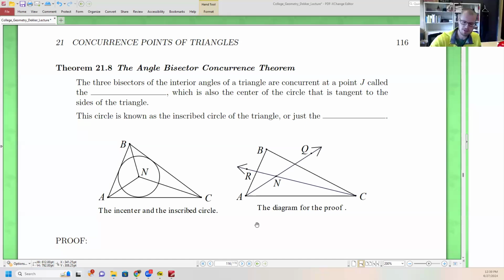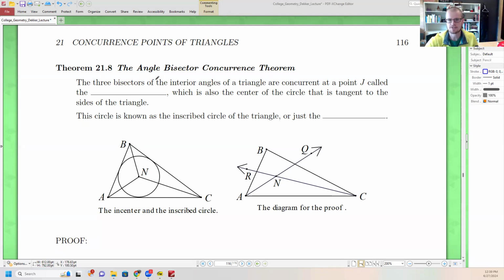Welcome to the office. We want to continue taking a look at section 21, and we want to look at our next theorem. Again, this is a theorem that you looked at in the computer explorations, and I believe it would be the fourth computer exploration that you were looking at, third or fourth, something like that. The angle bisector concurrence theorem.